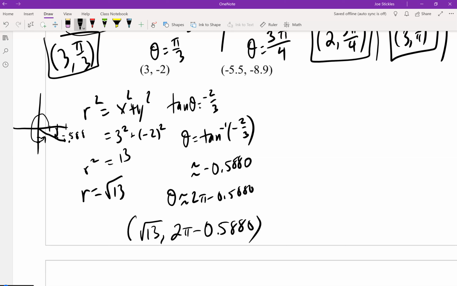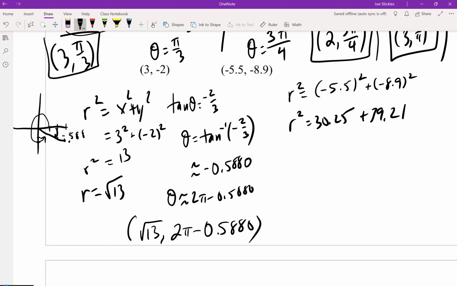All right, last one. R squared equals negative 5.5 squared plus negative 8.9 squared. 5.5 squared is 30.25. And 8.9 squared is 79.21. So add that to the 30.25. We get r squared is 109.46. Need to take the square root of both sides. That one's not going to be a pretty good approximation. 10.4623 for your r value.